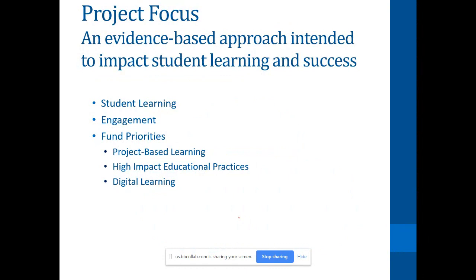And your project would be focused on an evidence-based approach intended on impacting student learning and success, right? So the RFP outlines student learning, engagement, and student success as what we're all aiming for. So all of our arrows are pointed in this direction, right? Student learning, success, engagement. And there are some specific priorities for the fund too.